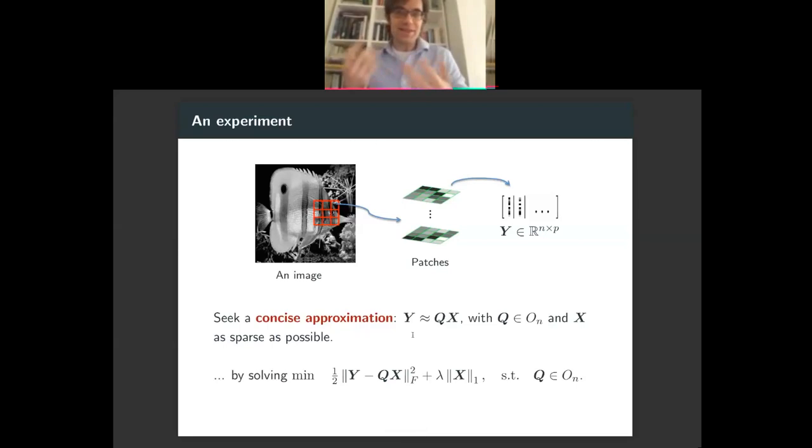There's a time-honored way of doing this in signal processing and statistics. I solve a big optimization problem that trades off fidelity to the observed data, here the Frobenius norm squared of y minus QX, against the sparsity, or complexity, of my representation, here penalized through the L1 norm. Again, this is a constrained optimization problem. I'm asking Q to reside on the orthogonal group, and I'm minimizing something that looks like a lasso cost.